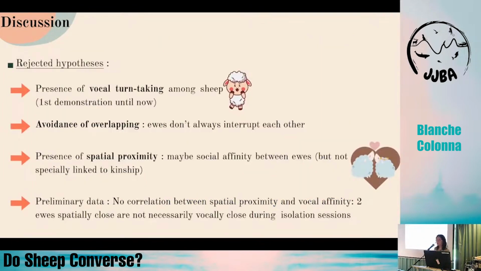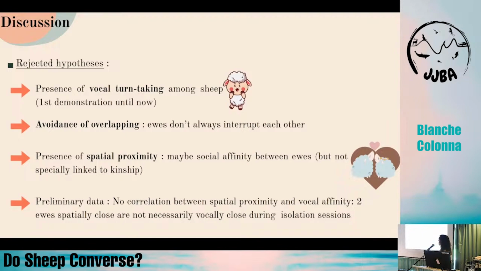So to conclude, our hypotheses are rejected because we did find the presence of vocal turn-taking among sheep, which we are happily surprised about because it wasn't demonstrated until now. It's interesting also because, for instance, in bonobos, the ratios of vocal turn-taking and overlapping calls are similar to the ones that we find in sheep. But in chimpanzees, it's only 6% of vocal turn-taking.